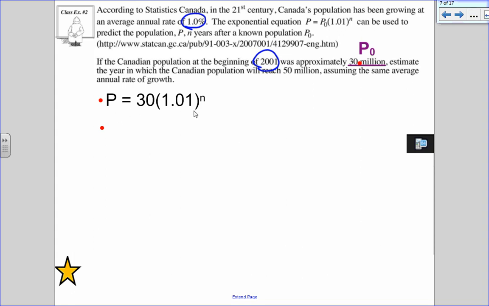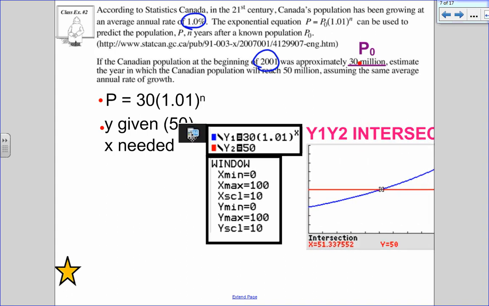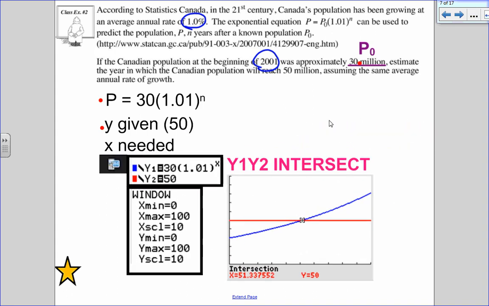This is an example here of y given 50 million and x needed. So anytime we have y given x needed, the only place y can go is in y equals. So this is an example of y1, y2 intersect. In y1, I put my exponential equation. In y2, I put my given value, which is 50 million, and then I find out where they intersect. So you can see here they intersect at 51.3.